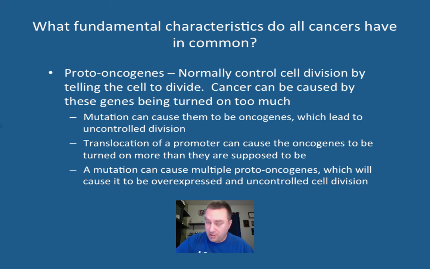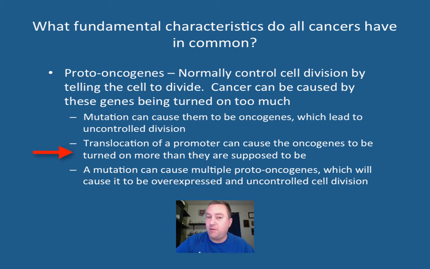Now, a mutation in these proto-oncogenes could cause this gene to change into a full-blown oncogene, and this is the gene that's being expressed out of control that leads to too much cell division and therefore too much cell growth. Now, how can we get these mutations? Simply could be those environmental factors, or you could have inherited it.